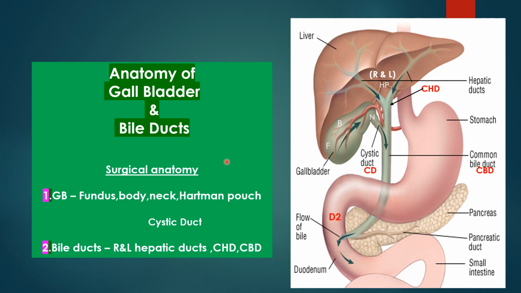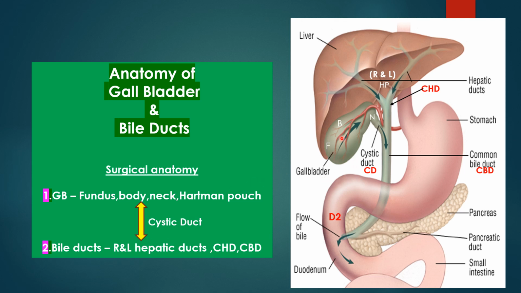Okay, now we look at the surgical anatomy of the biliary system. The biliary system consists of 2 parts. One is the gallbladder and the other one is the bile ducts. The gallbladder consists of the fundus, body, neck, and the Hartmann's pouch, and finally the cystic duct. Whereas the bile ducts consist of the right and left hepatic ducts, the common hepatic duct, and the CBD. And these two systems are connected by the cystic duct, as shown in this diagram here.